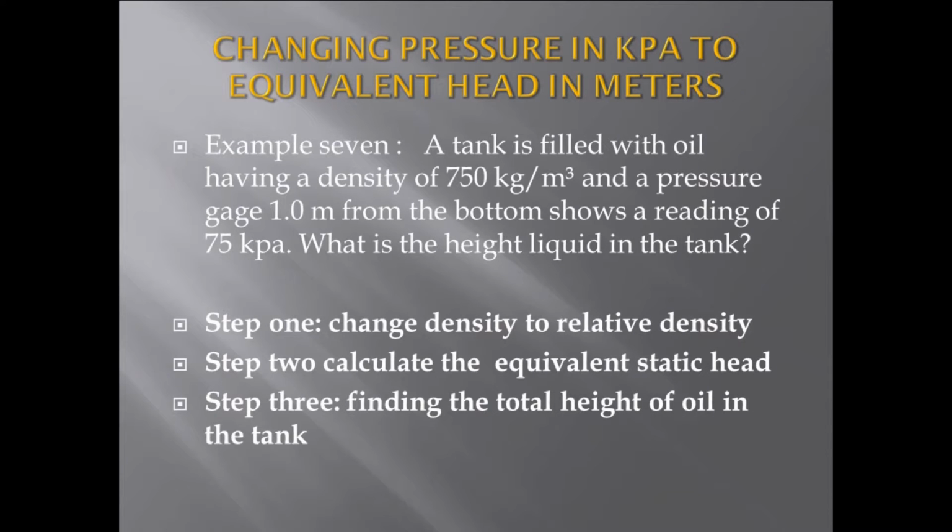Example 7. A tank is filled with oil having a density of 750 kilograms per cubic meter and a pressure gauge 1 meter from the bottom shows a reading of 75 kPa. What is the height of liquid in the tank? Dividing the problem into steps. Step 1, we change density to relative density. Step 2, calculate the equivalent static head. Step 3, we find the total height of liquid in the tank.